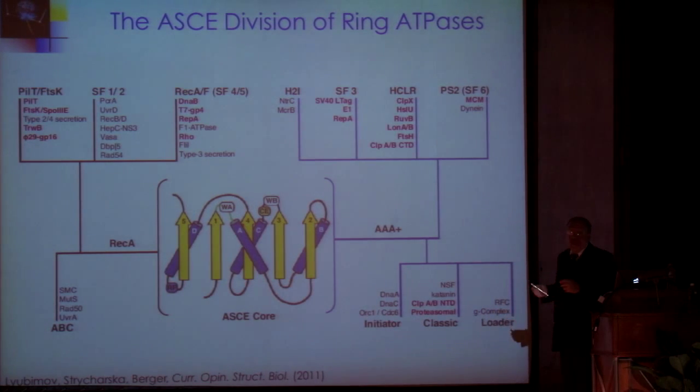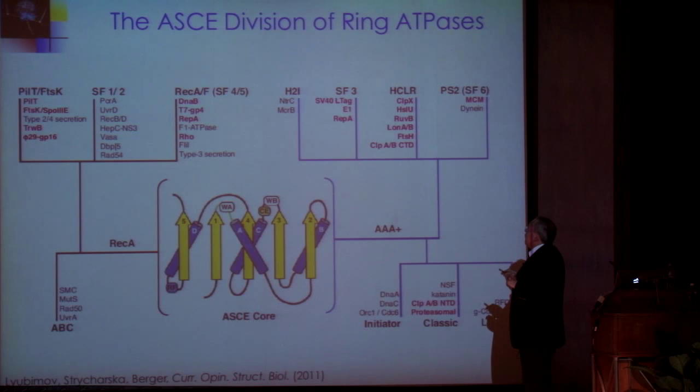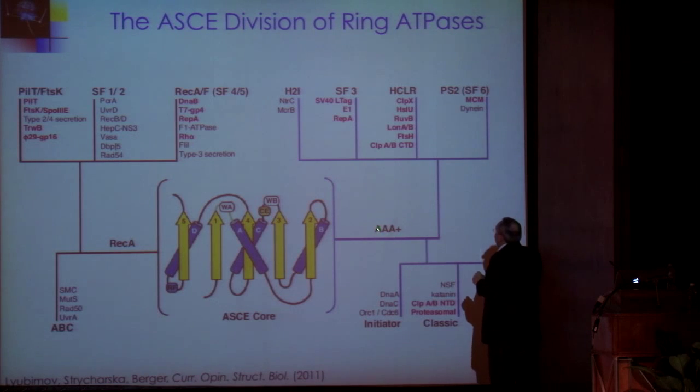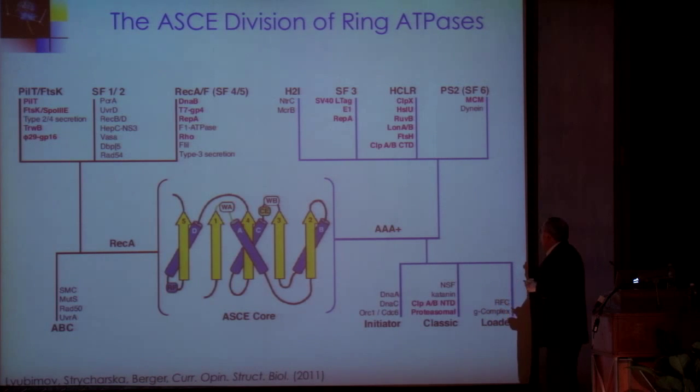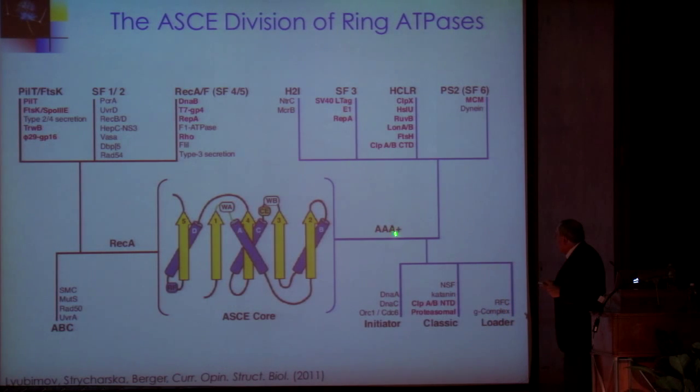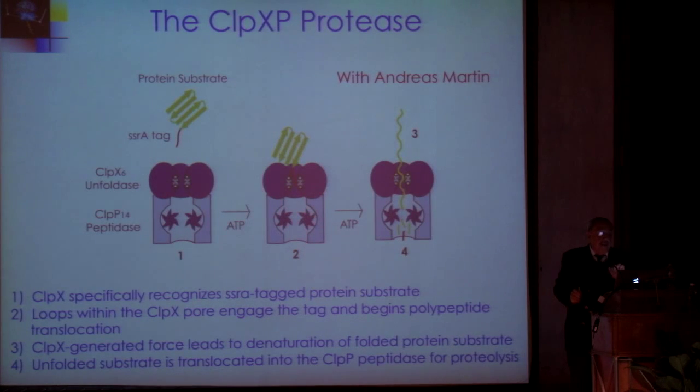So I'm going to tell you about two of them, because this superfamily is divided in two clades. One is called the RecA clade, and the other is called the AAA+ clade. I'm going to tell you about one example of each. The first one, the ClpXP protease, belongs to the AAA+ clade. And this work has been done with Andreas Martin, a professor at UC Berkeley in my department, MCB.